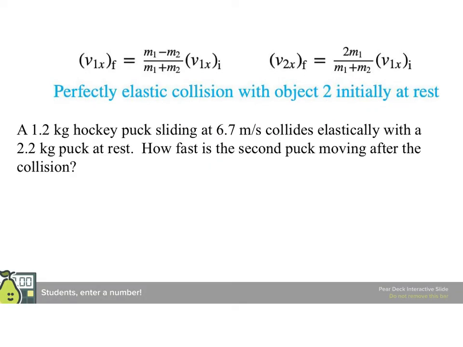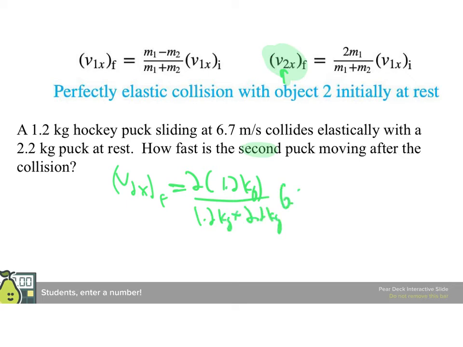All right, a 1.2 kilogram hockey puck sliding at 6.7 meters per second collides elastically with a 2.2 kilogram puck at rest. How fast is the second puck going after the collision? So we go here, the second puck is this one, i.e. the 2. Not surprisingly, we're going to take twice the original mass over the sum of the masses and multiply it by the inbound speed. And if you grind that, you get 4.73 meters per second.